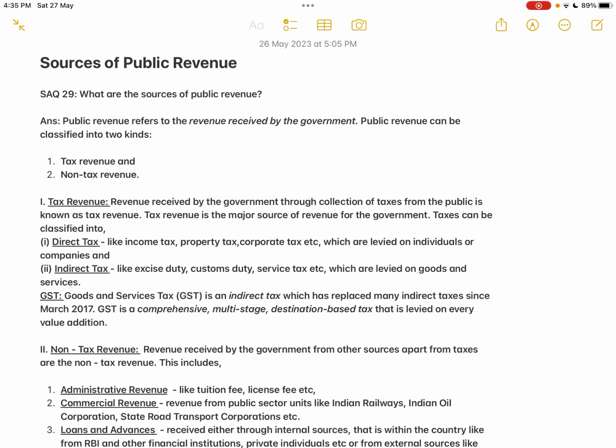And for indirect taxes, like excise duty, it is on the volume of output produced by a company. Another example is customs duty, that is on the imports and exports of goods. Export duty and import duty, that is the customs duty. And we have various service taxes. So all these come under the category of indirect tax, which are levied on goods and services.